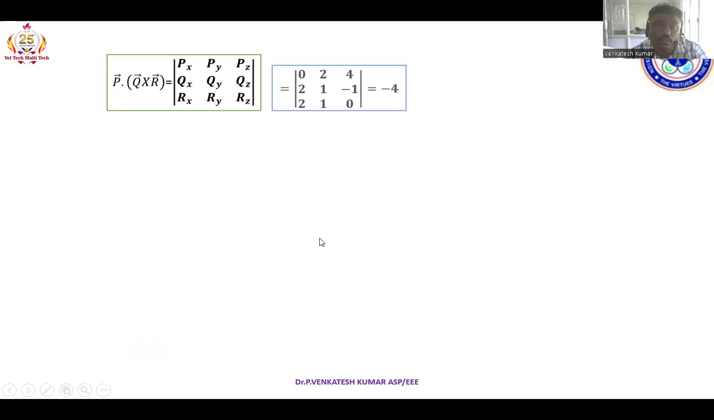So the next and final one: in terms of the dot product of P and Q cross R, we substitute this formula and verify it. The remaining things we will discuss in the next class.